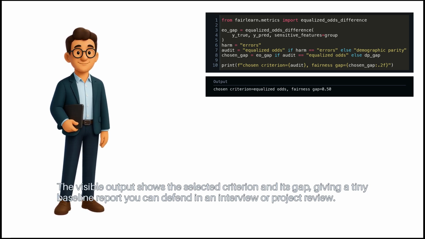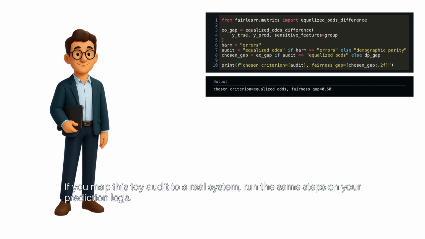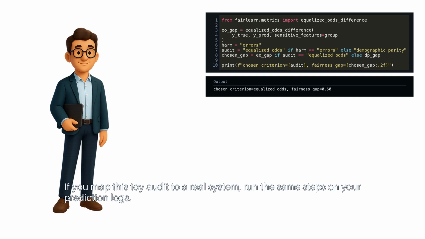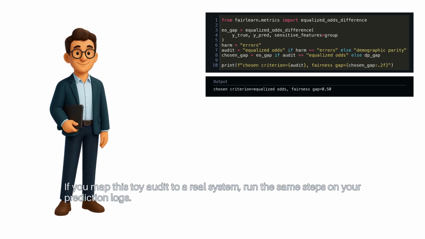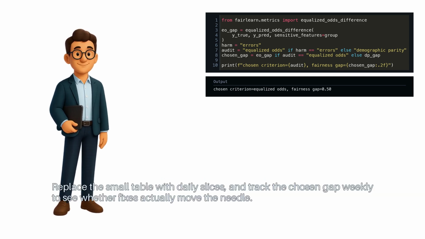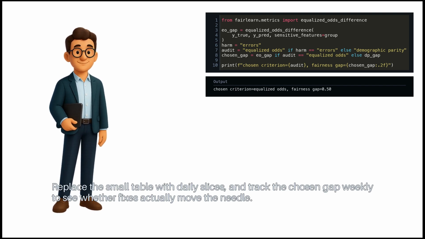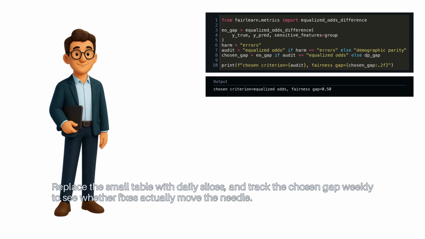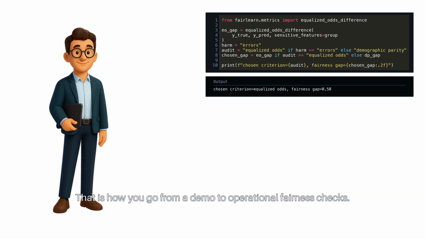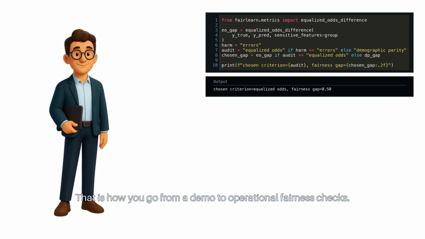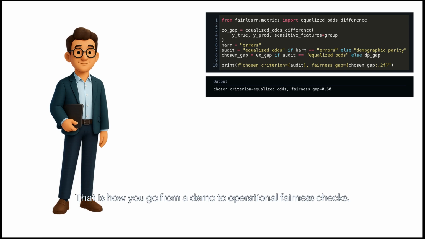If you map this toy audit to a real system, run the same steps on your prediction logs. Replace the small table with daily slices, and track the chosen gap weekly to see whether fixes actually move the needle. That is how you go from a demo to operational fairness checks.